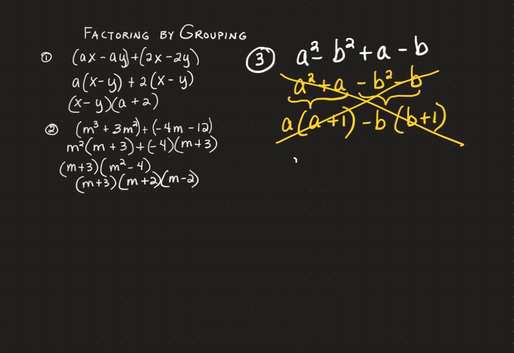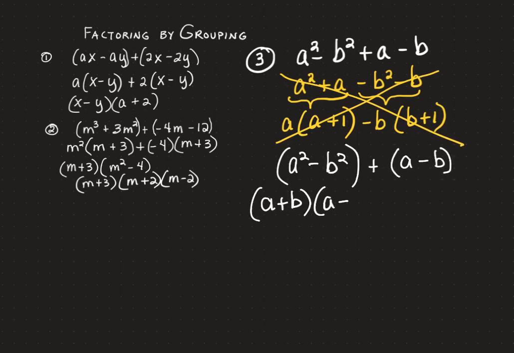Because if I look at a squared minus b squared, what do I have right there if I group that together? Yeah, the difference between two squares. And we can factor that. And then if I consider these next two terms to be grouped, a minus b, that looks like I might be getting someplace. Let's factor the difference between two squares. A plus b times a minus b, and then I still have plus a minus b over here.